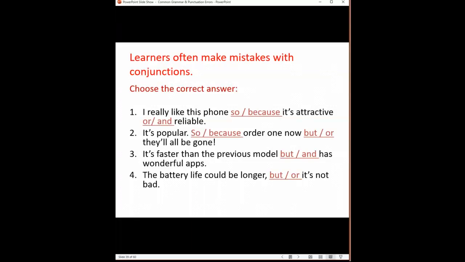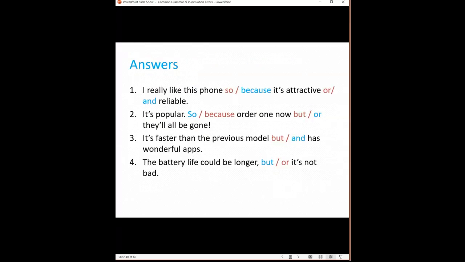So what should we use? We use and when we have a similar point of view about it. So if I say the battery life could be longer, it is not bad. So when I have, yes, you can use but: the battery life could be longer, but it's not bad. We have another point of view. So these are the answers.